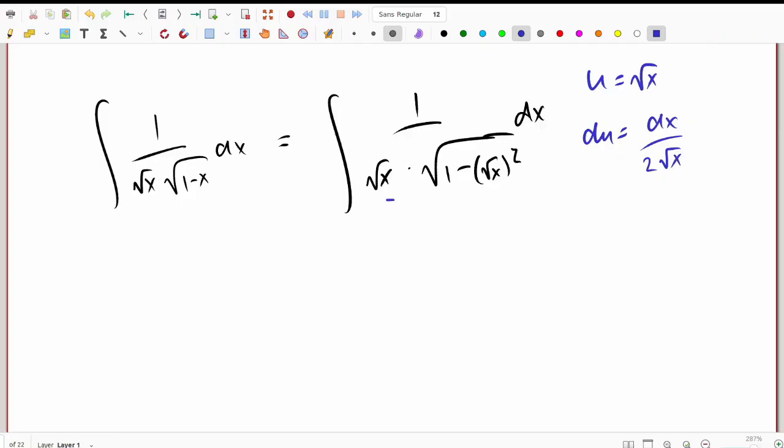And as you can see here, we have a square root of x in the denominator, which actually helps us transform from dx to du.